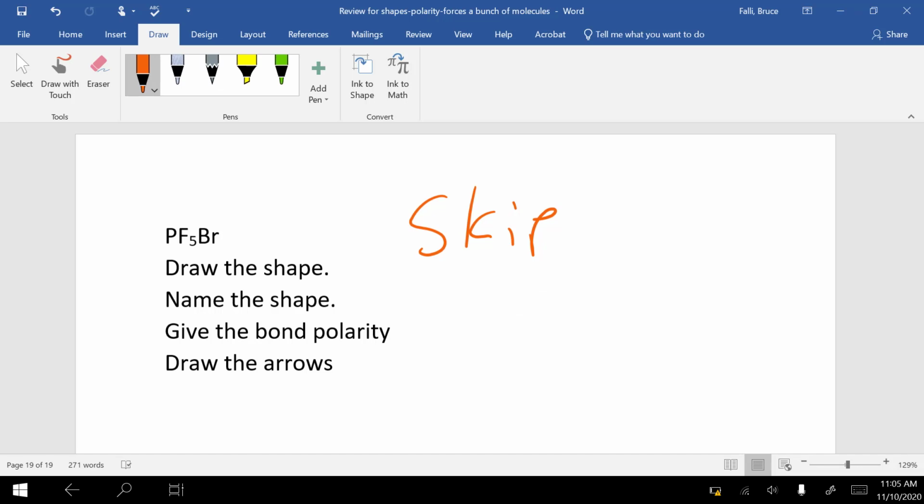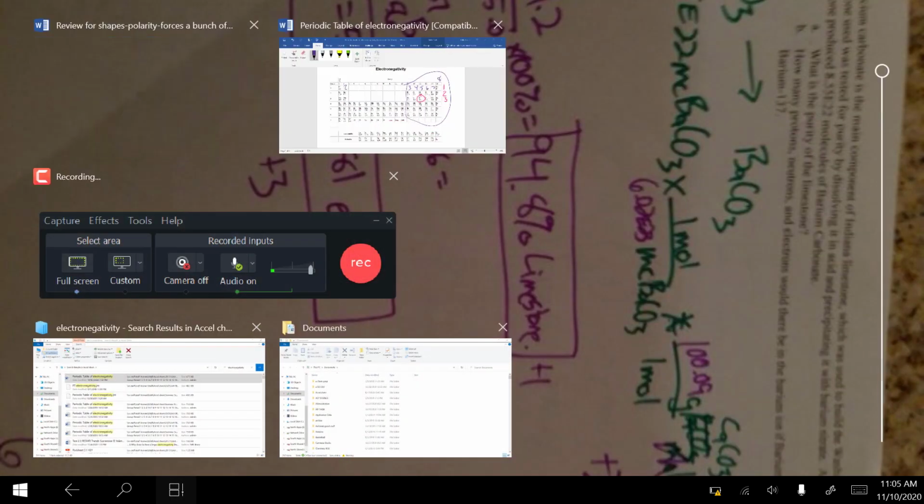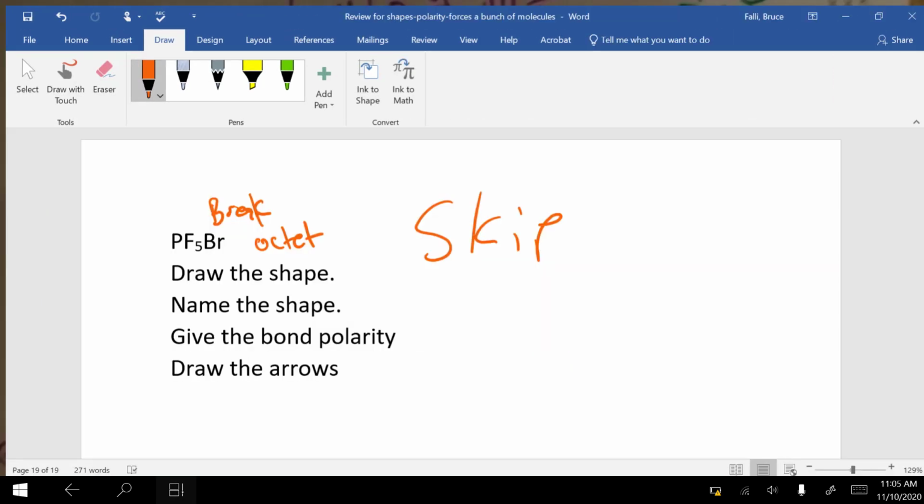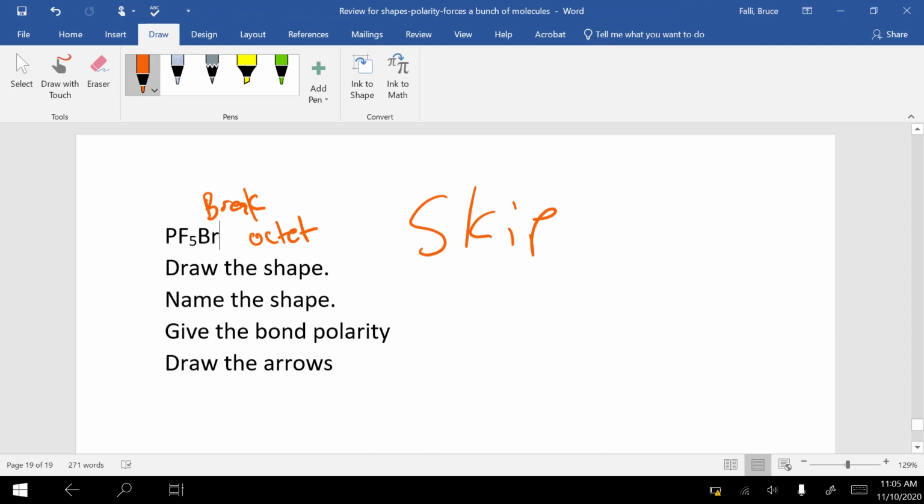Bromine is the only one that can break the octet. Because how do you know that? Well, I've got phosphorus. Oh, I guess phosphorus could. I've got fluorine, but bromine's down here and it's got a lot of electrons to bond. So that's a tricky one, but we'll put P in the middle.